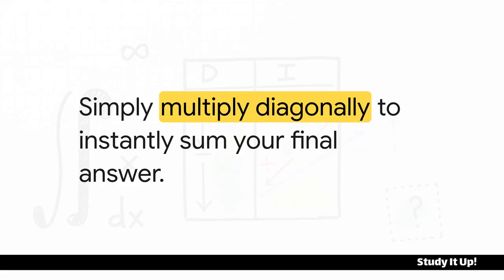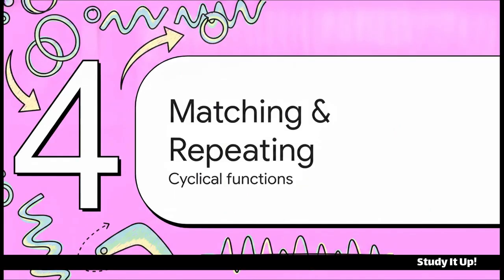It's literally just a game of tic-tac-toe. By shifting diagonally across the grid, multiplying the u term by the integrated v term directly below and to the right of it, and applying the alternating sign from the first column, you entirely bypass all the tedious algebra. You just write out the sum of those diagonal products, tack on your plus c, and you've got the answer in seconds.